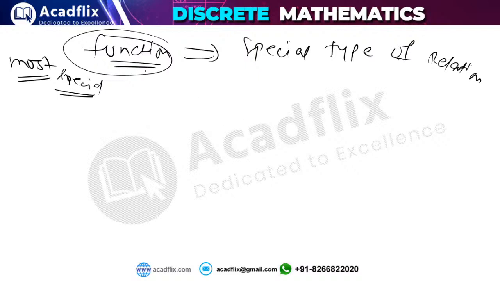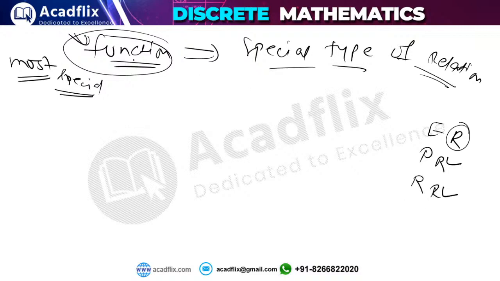So first we will cover this function. First focus on this function. We will come back to lattice later. What is a function? A function is a special type of relation. This is the most special one. This function is so special that it does not even take the surname relation. For example, we have seen equivalence relation, partial order relation, and reflexive relation, all of which take the surname relation. But this function is so special that it does not even take the surname.